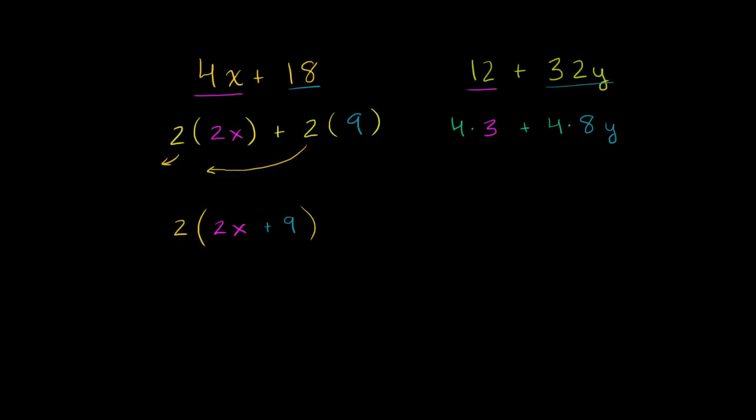And now once again we can factor out the 4. So this is going to be 4 times 3 plus 8y. 3 plus 8y.